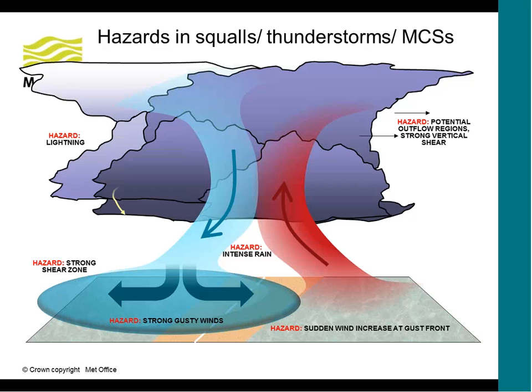As well as that, you also have lightning, so lightning is happening from cloud to cloud and cloud to ground. And then finally there is intense rain, so you have a lot of flash flooding. And the rain values can be very much higher than we'd expect here in the UK.